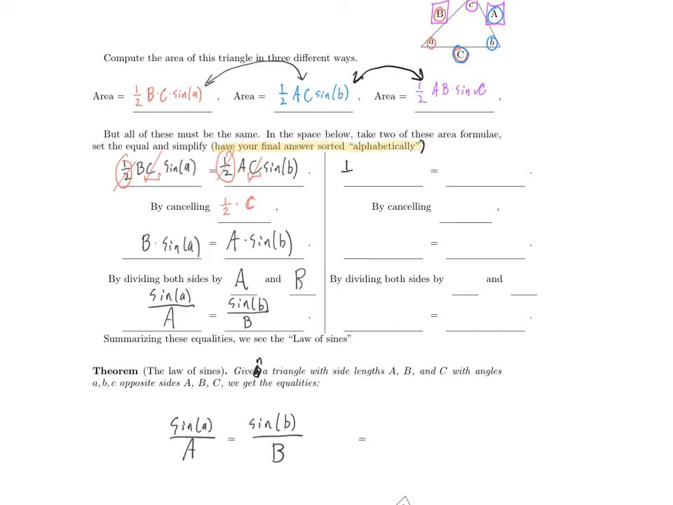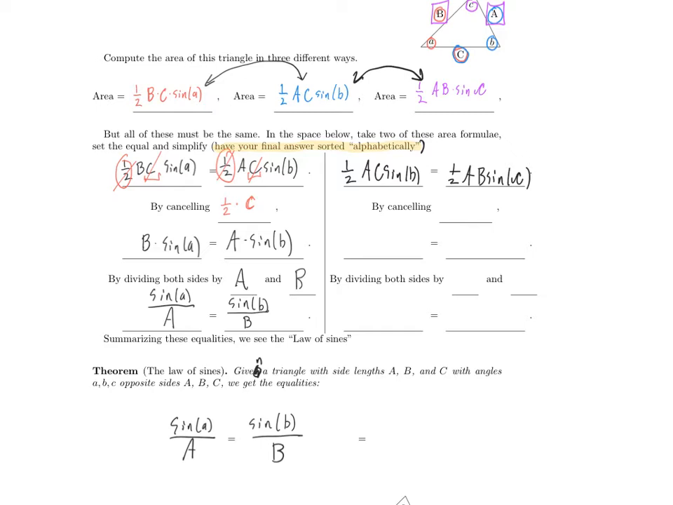Write down 1/2 AC sine of B is equal to 1/2 AB sine of C. Take those equations, solve them all down till you can put them in the same form as this equation, and see what you get.